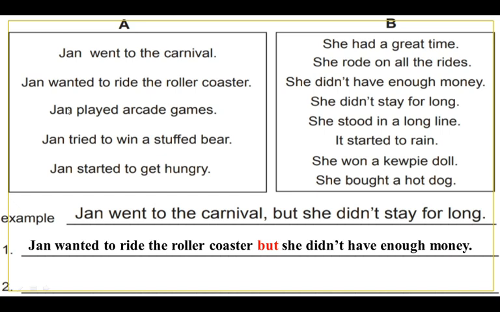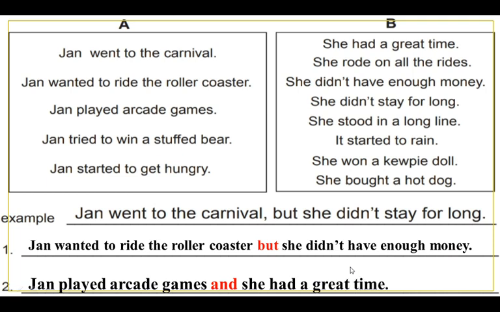Okay, next one, number two. So number two, we will use the third sentence from the box A. Jen played arcade games. So the answer will be, Jen played arcade games and she had a great time. Okay, so over here I use the conjunction and to combine the same idea, means Jen bermain game, permainan, dan dia seronok. Okay, she had a great time, maksudnya seronok, have fun. Okay, so that is for number two. Same idea, use the conjunction and, different idea will use the conjunction but.